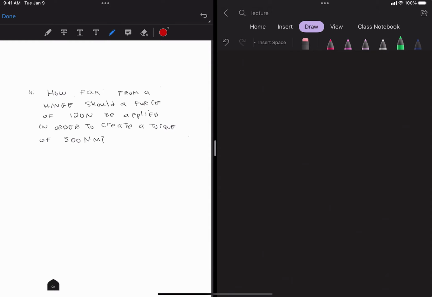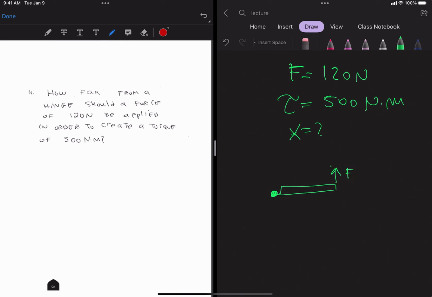So let's write down the givens. First, you have 120 newtons, which is a force, and you have 500 newton meters, which are the units for torque. It says how far, so we're trying to get a distance. Let's just do an example to see what's happening. If you look at the door from the top, this is the hinge, this is the door, and you want to apply a force F to create a torque that's going to make this thing rotate. What it's asking for is how far from the hinge. That how far is actually the radius, so we're trying to find the radius here.